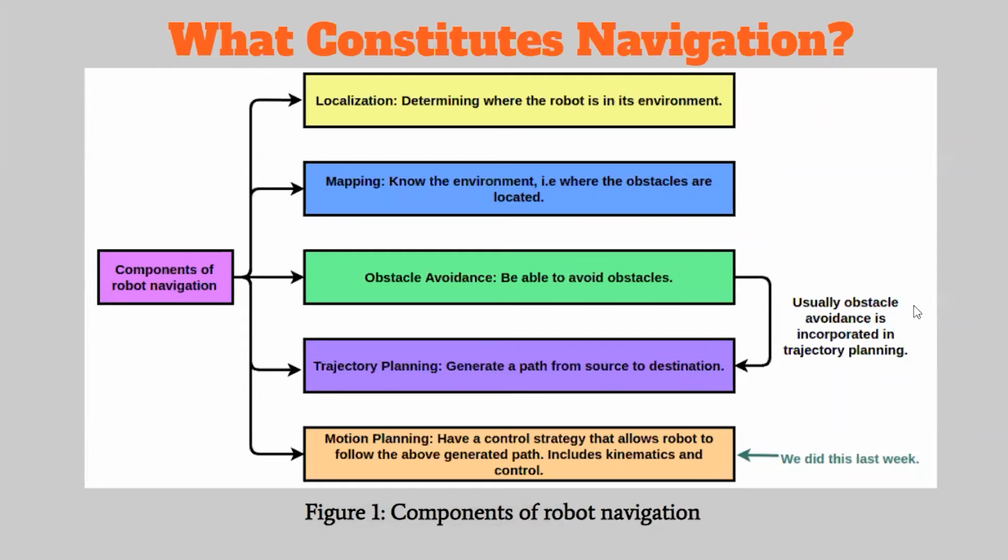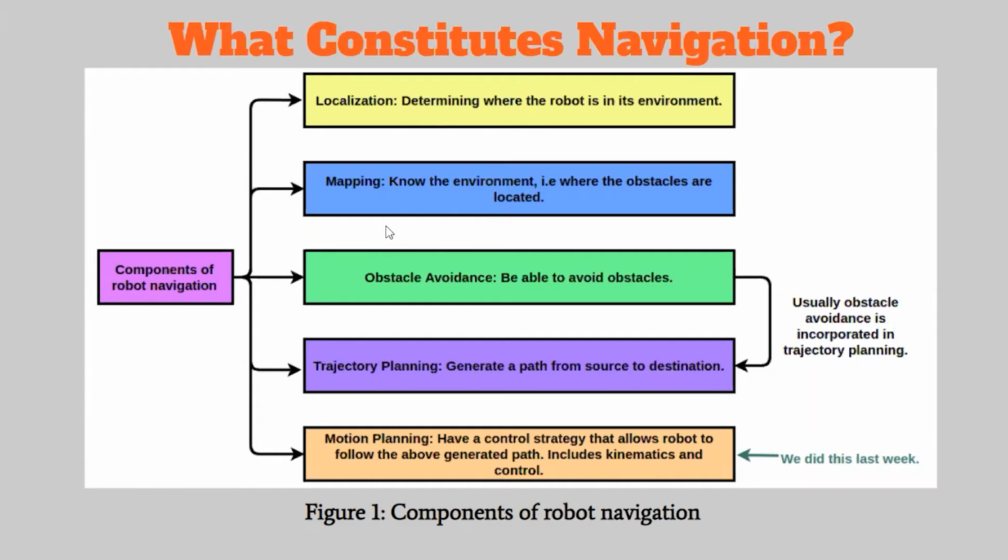So in more formal terms, all these blocks that you see here are essentially what constitute navigation. First you have localization, which basically answers the question: where is the robot in its environment? Where am I? Then you also have mapping.